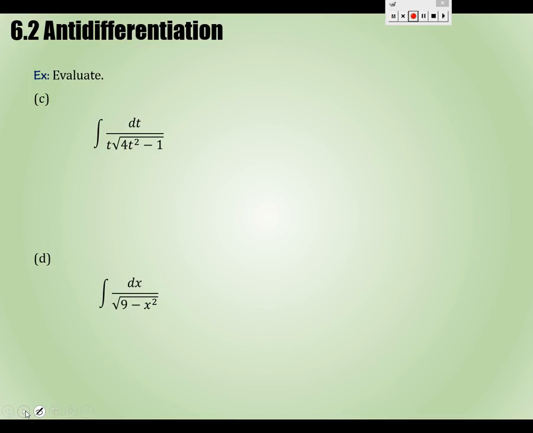Which one does this look like, if any? It looks like arcsecant again, doesn't it? But there's a little snag there too, isn't there? Yeah, but it's not much of one. Does this have that form? Yeah, you might rewrite that in there as 2t squared minus 1. So go ahead and do that if you haven't already started into it.